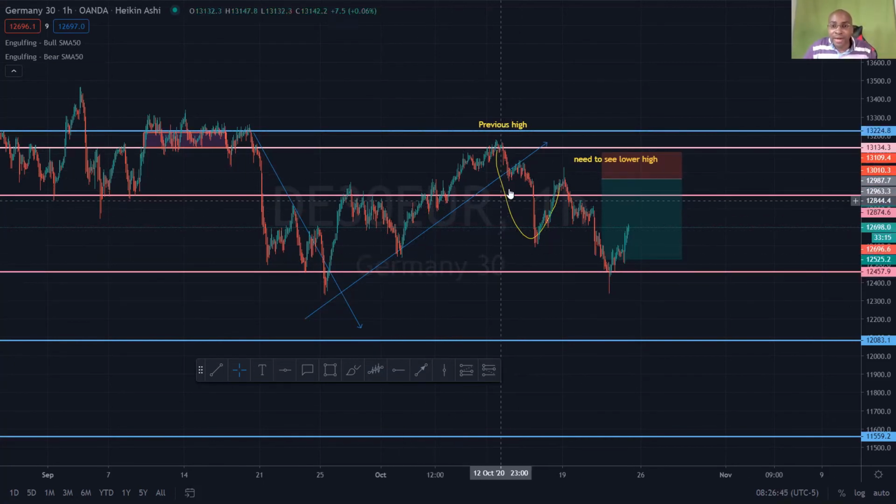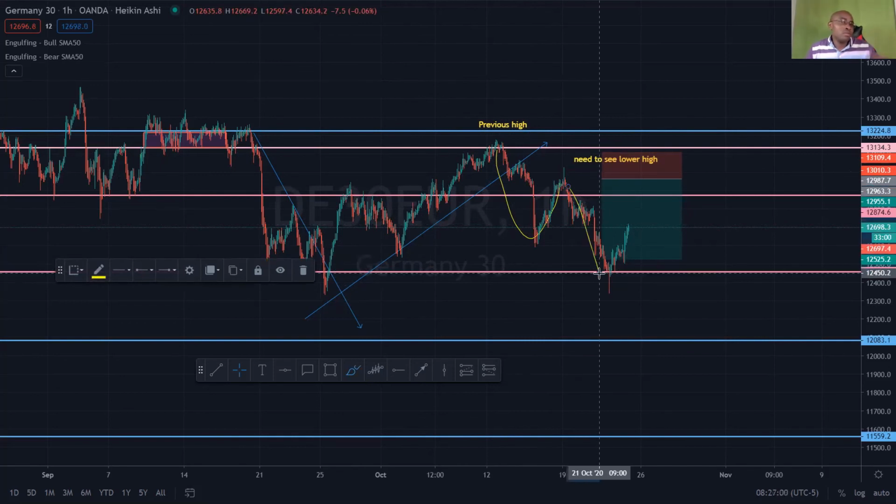Price was in an uptrend, broke that trend line, then broke the minor resistance right here, retested, and respected the minor resistance. That is why we went in for the trade right here, and it went all the way in profit. Very, very simple, right?